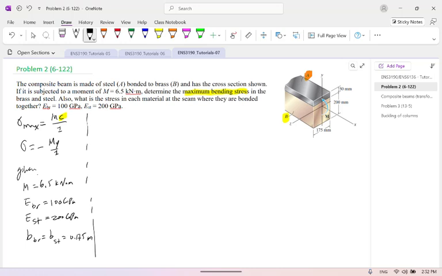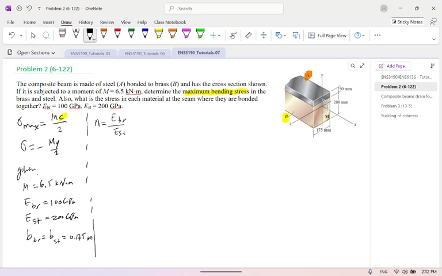Now, what's the n? We work together. Which one is high stiff and which one is low stiff? Steel is high stiff, and brass is low stiff. So if I transform high stiff to low stiff, what will n be? We work together. It is equal to the Young's modulus of brass over the Young's modulus of steel. No? Why?